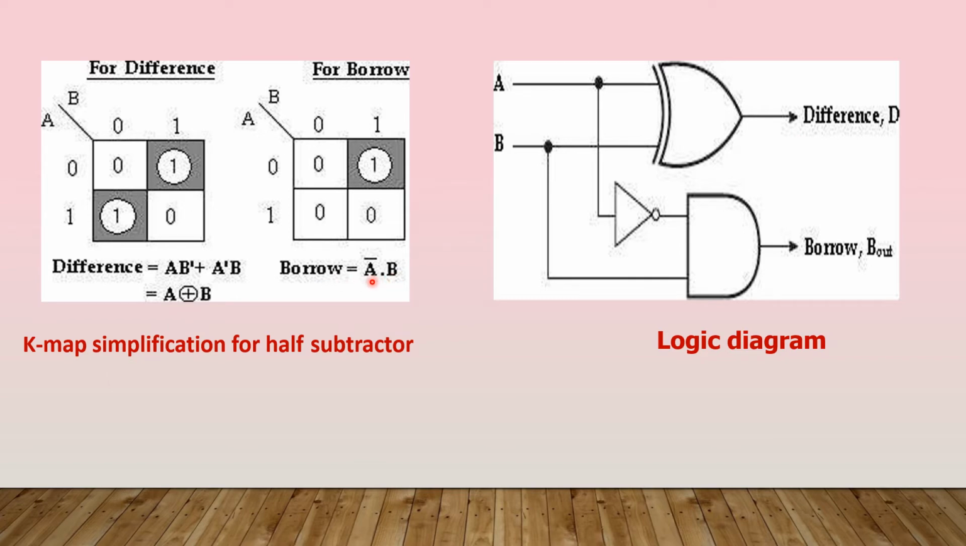Since it is A complement, we have to use one NOT gate here. So from A input, one NOT gate is connected. Therefore the output of this NOT gate is A bar. That will act as one of the inputs of the AND gate. In a similar way, B is connected to the other input of the AND gate. So therefore the borrow out is nothing but A bar B. Likewise we can draw the logic diagram. So this is the design of half subtractor.